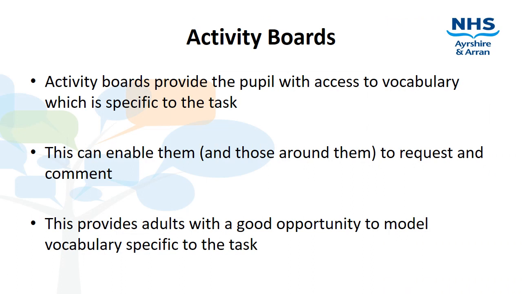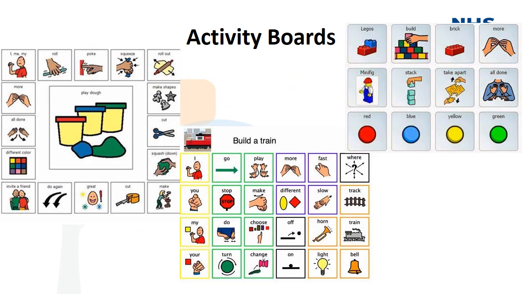Activity boards provide the pupil with access to vocabulary that's specific to that task. So this enables them, and also those around them, to request and comment, and provides adults with a good opportunity to model vocabulary which is specific to the task. It can also allow for more independence as well as greater engagement because we've given them the vocabulary that they need. So these are some examples of vocabulary on an activity board for Play-Doh, building a train, playing with Lego.